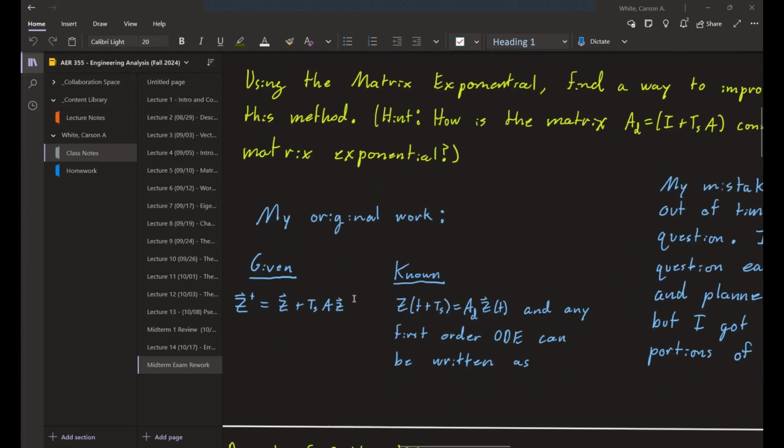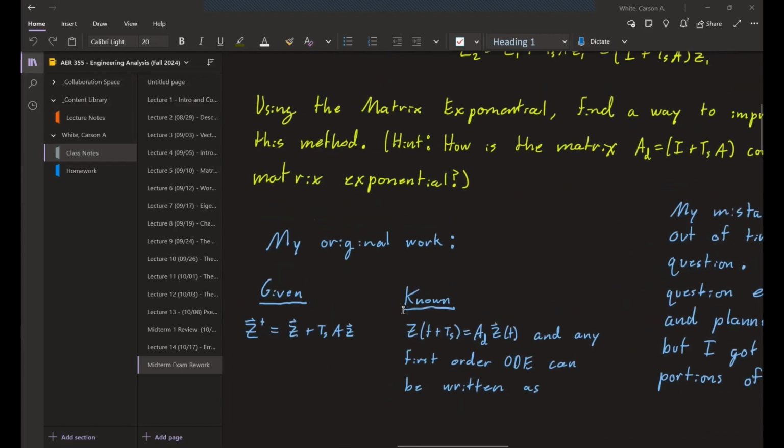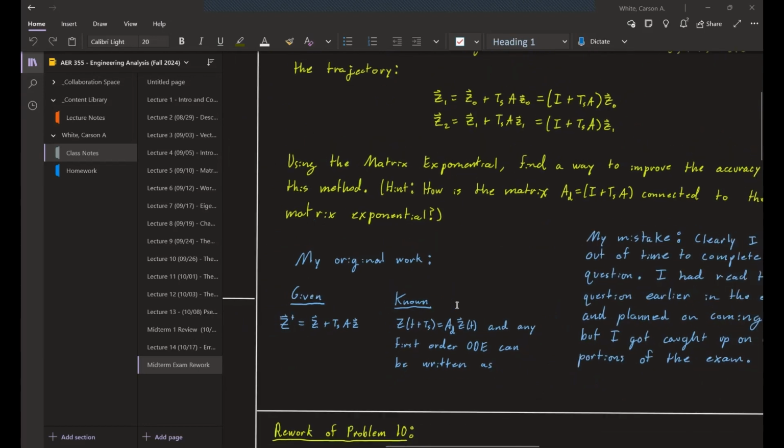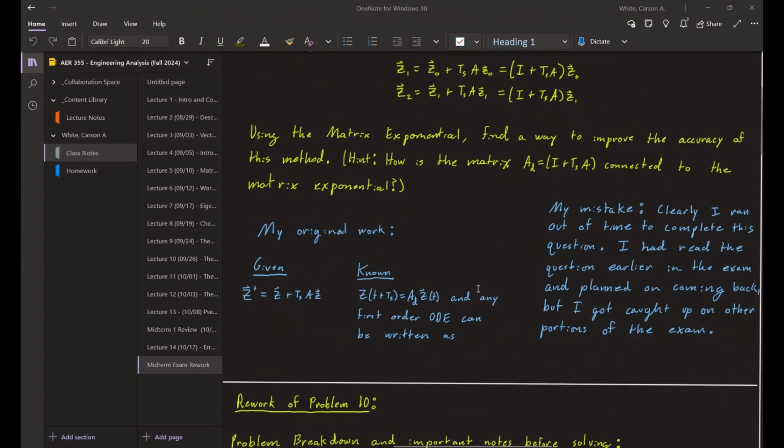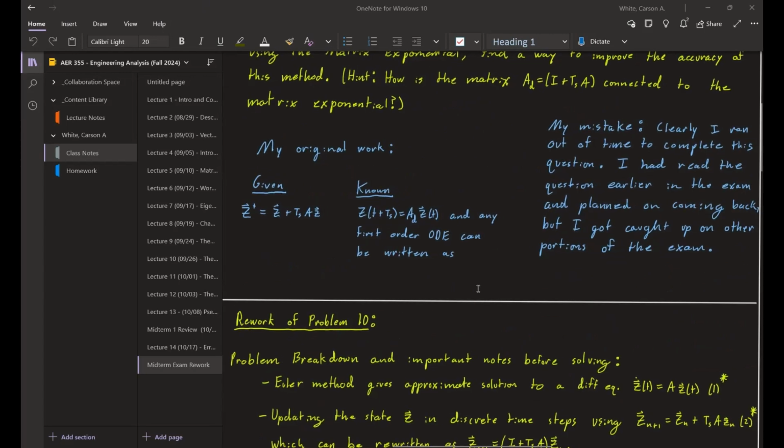There isn't much to look at with my original work right here. I was cut off by the time constraint and really didn't get to write anything down. I knew how to solve it. I just spent too much time on other problems. So it's unfortunate, I lost 9 out of the 10 points on this problem. So let's start with our rework here.